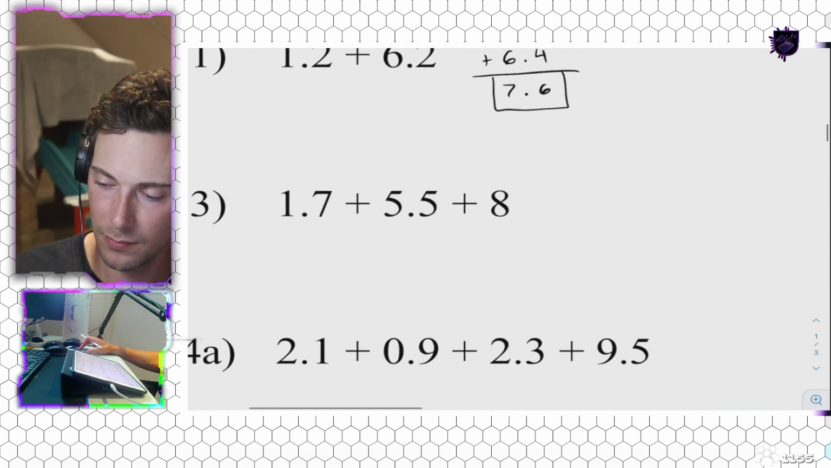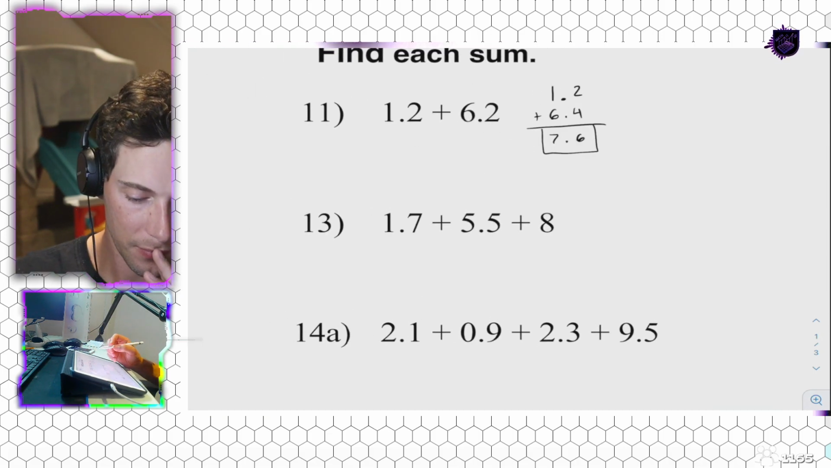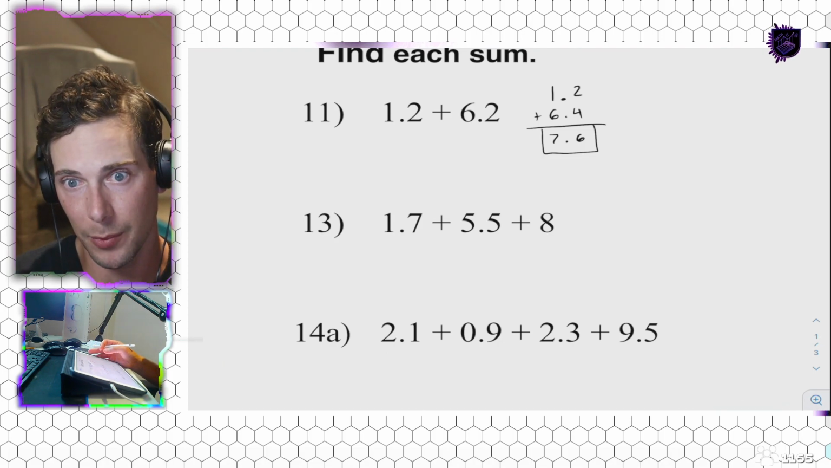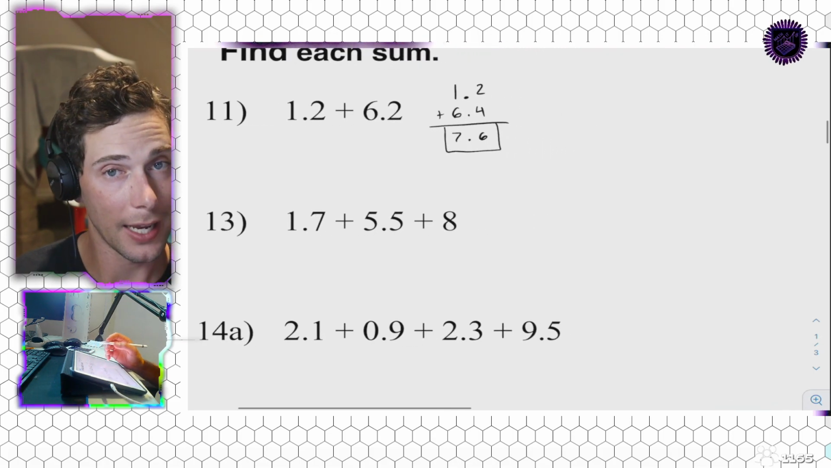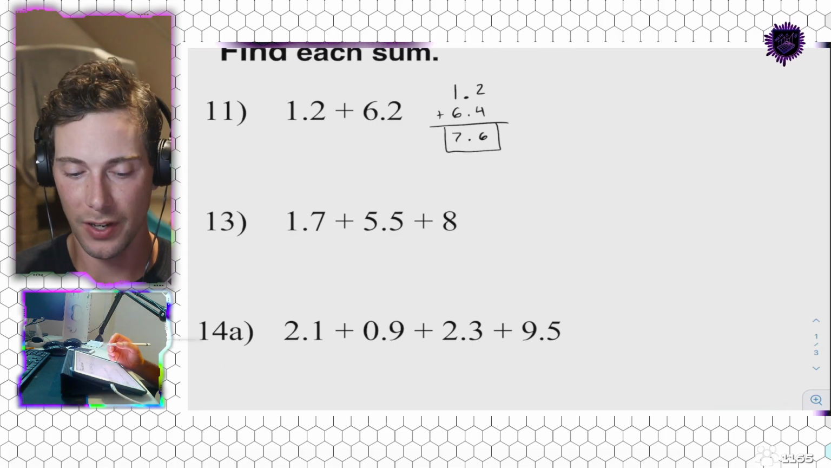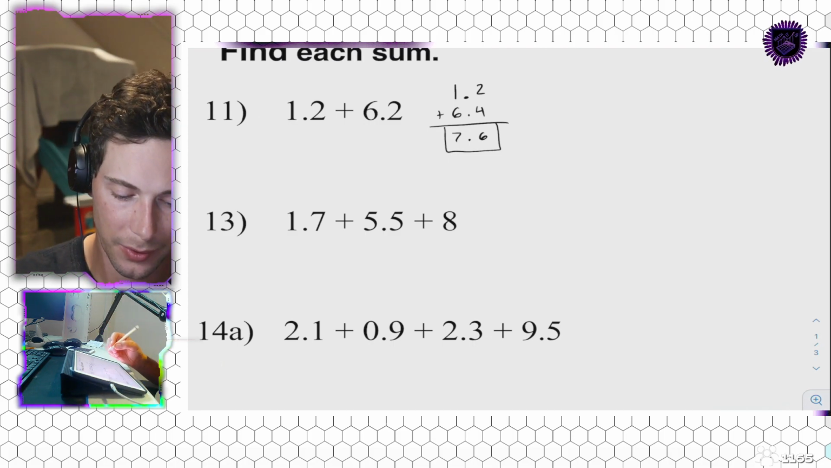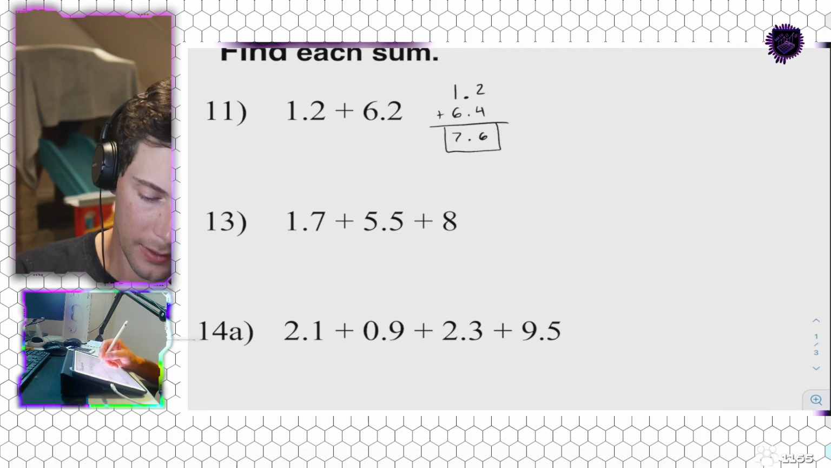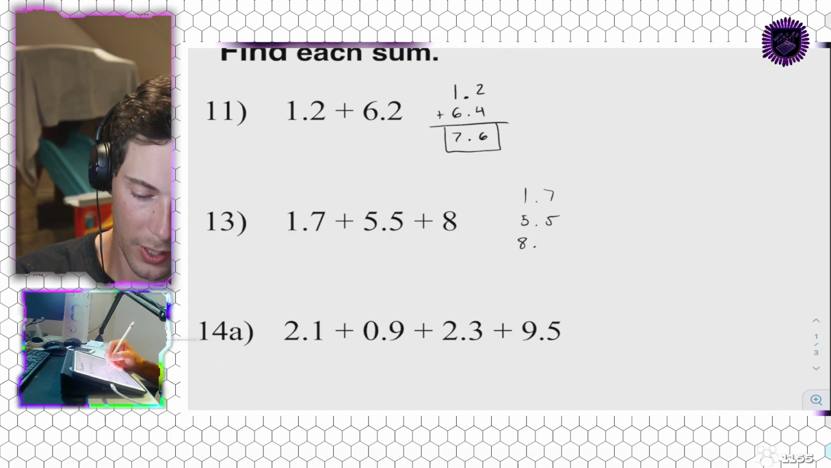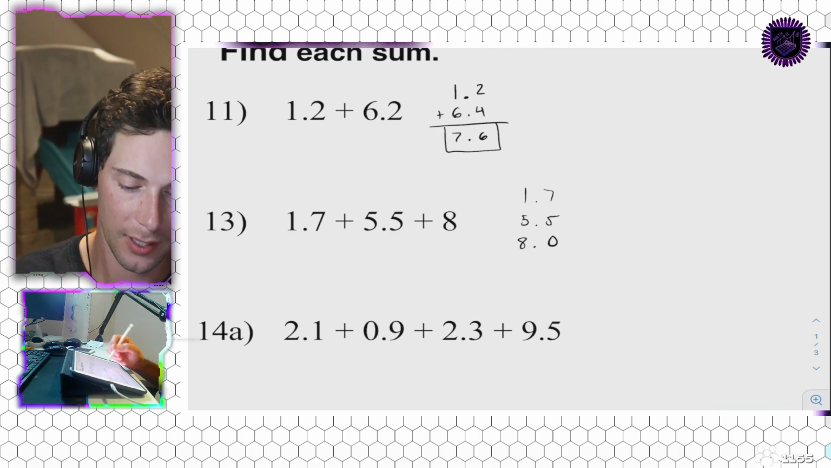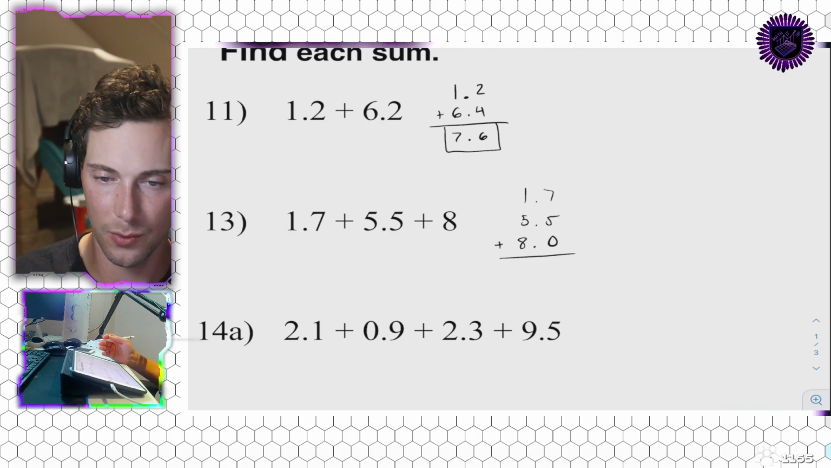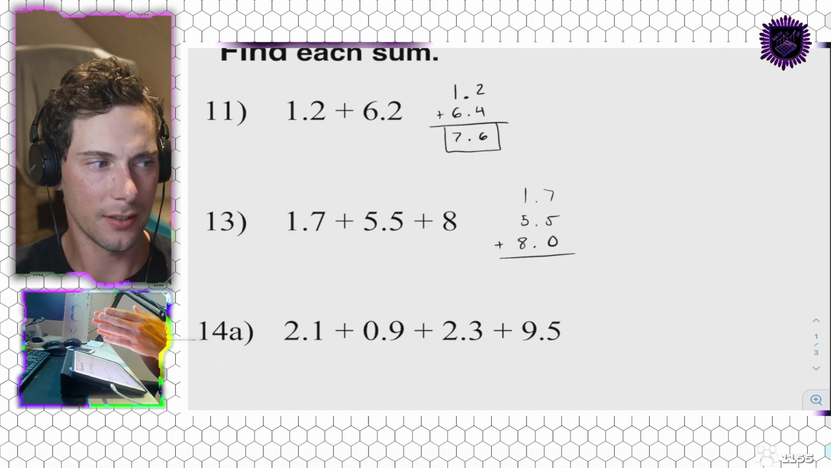Question number 13. Okay, so now we have 3 numbers. Same thing. Let's continue the same process. Just need to make sure we add these together in a vertical fashion and line up our decimal throughout. So we have 1.7, 5.5, and 8.0. Now 8 and 8.0, the same thing. I'm just doing that solely to help continue our vertical alignment.